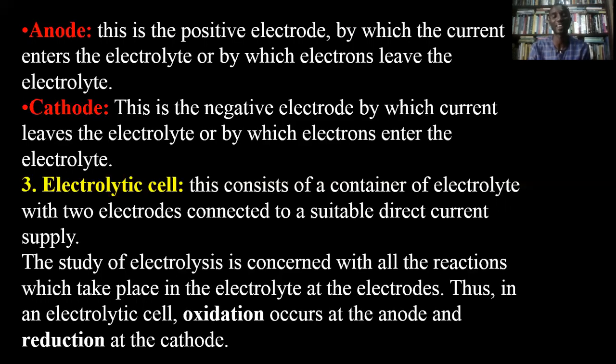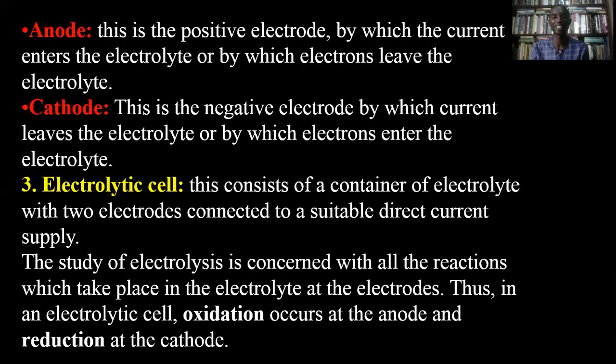Using that as an example, it is a container that must consist of electrodes, which we saw consists of two electrodes, the positive and negative, which are the anode and the cathode. It will consist of two electrodes connected to an electric supply. It's through those two ends that electric current will be supplied to it. So the study of electrolysis is concerned with all these reactions that take place in the electrolyte at the electrodes.